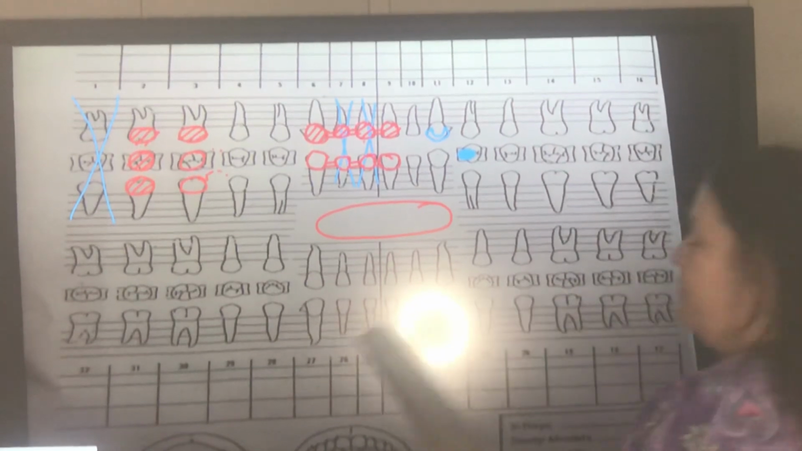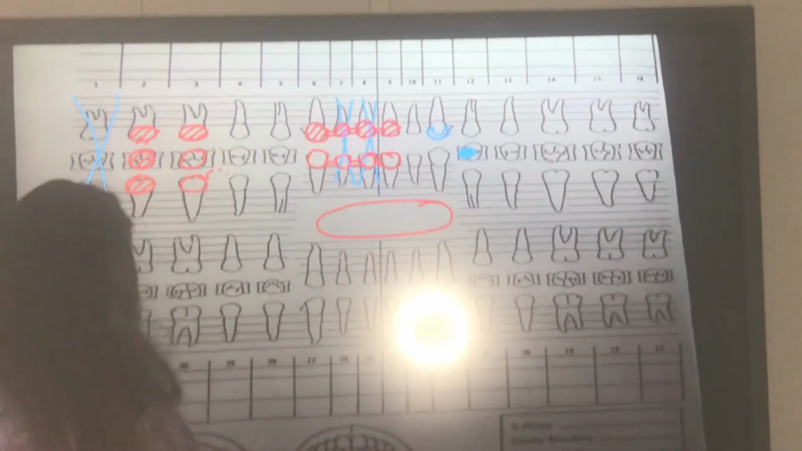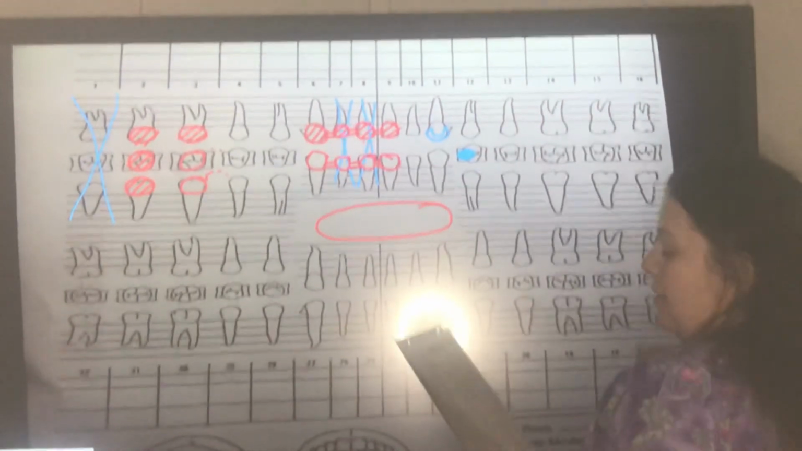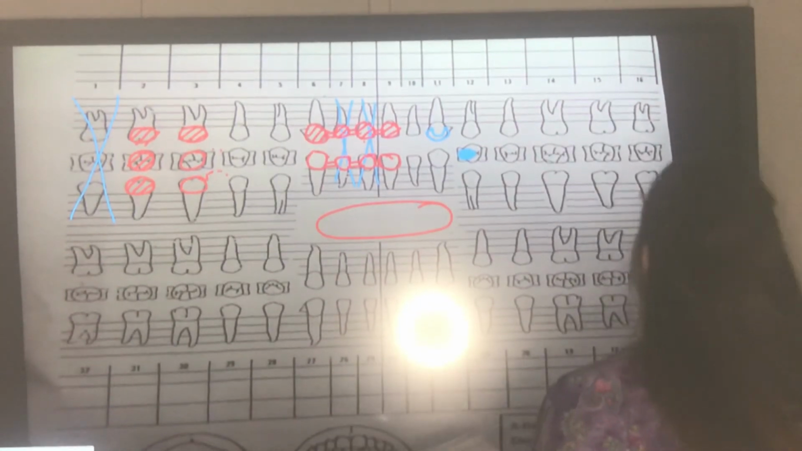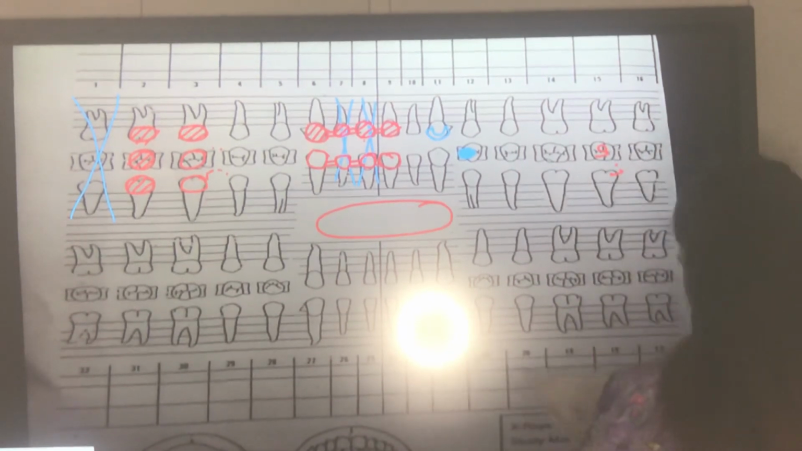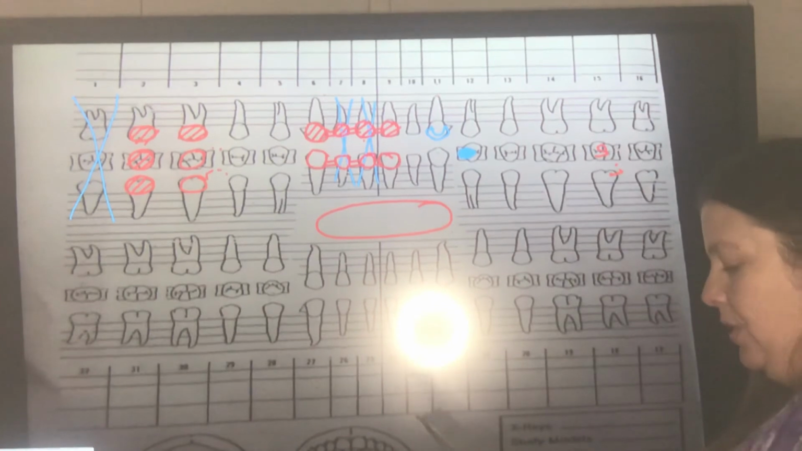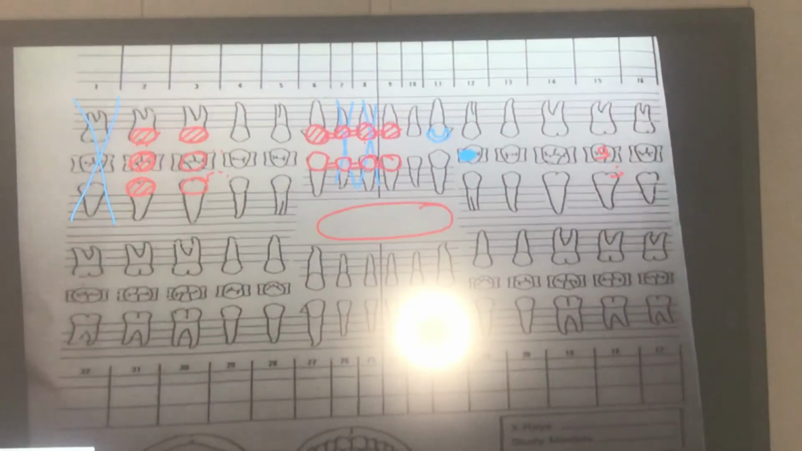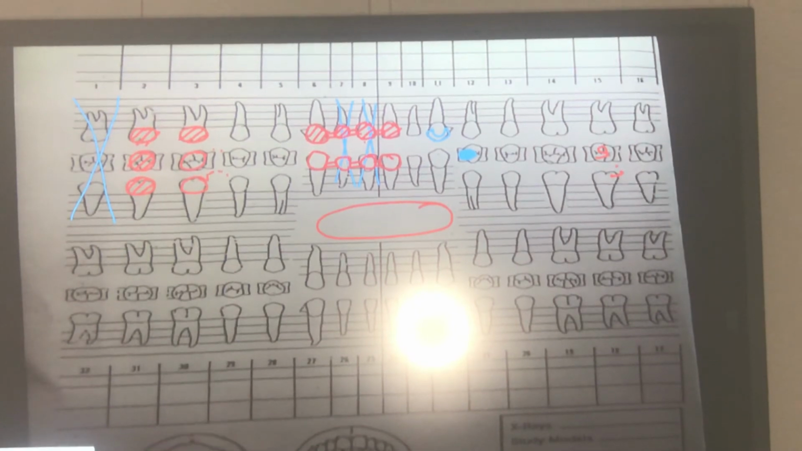Number 15 has a sealant. So a sealant on 15, I lied, again, it needs a sealant. So it's a red S, just on the occlusal portion of the tooth. So nothing else on the upper. Now we're going to move to the lower.